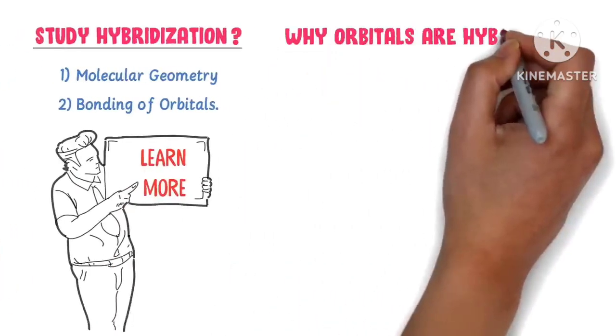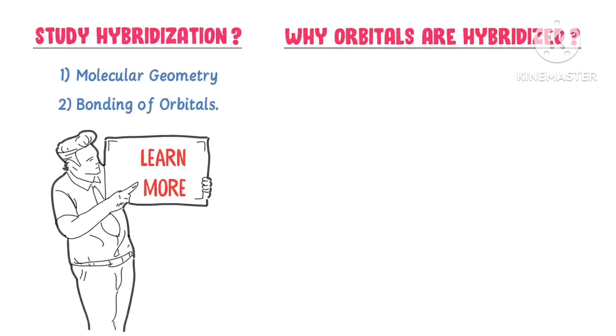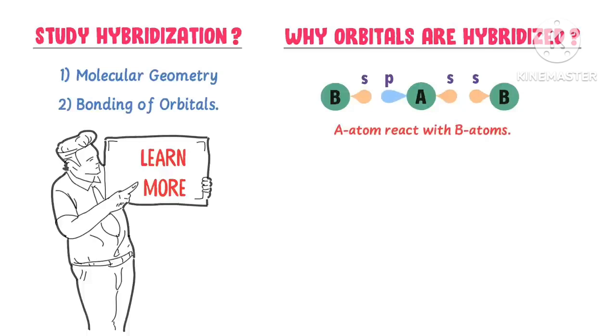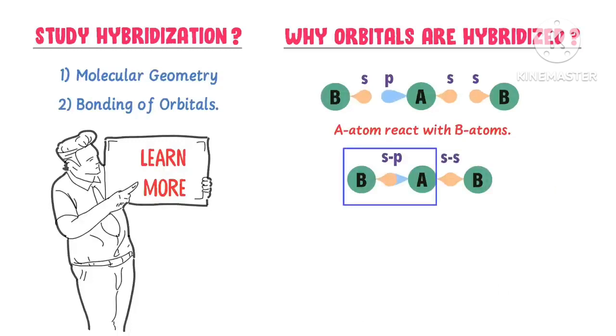Secondly, why are atomic orbitals hybridized, or why does hybridization take place? Well, there are different theories which explain this concept, but I am going to explain it very easily. Consider two types of atoms, A atom and B atom. Let A atom have two orbitals, s orbital and p orbital, while B atom has only one orbital, an s orbital. Now let A atom react with two atoms of B to form a molecule. We can see that there is an ss bond between A atom and B atom, while here is an sp bond between A atom and B atom.